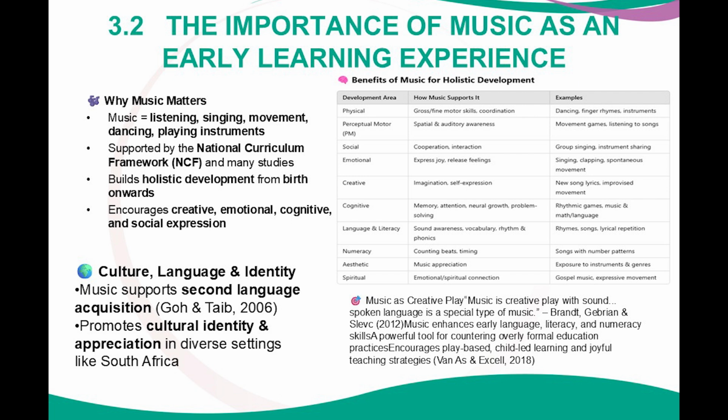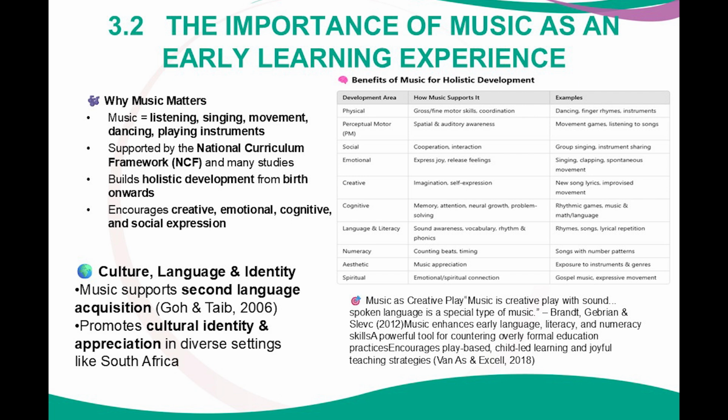So if you look at this table, you're looking at development areas. Physical: gross and fine motor skills coordination, where we're looking at dancing, finger rhymes, instruments. Perceptual motor: spatial and auditory awareness, movement games, listening to songs and doing the movements. Social: cooperation and interaction, where you do group singing and instrument sharing. Emotional: where we give our students time to express joy and release feelings with singing, clapping, spontaneous movement. Creative: imagination and self-expression, where new song lyrics and improvised movements allow them that creativity. Cognitive: memory, attention, neural growth, and problem solving. Examples would be rhythmic games, music and math language. And language and literacy: where sound awareness and vocabulary will start coming out, phonics, all of that. This is where you'll use rhymes, songs, and lyric repetition.